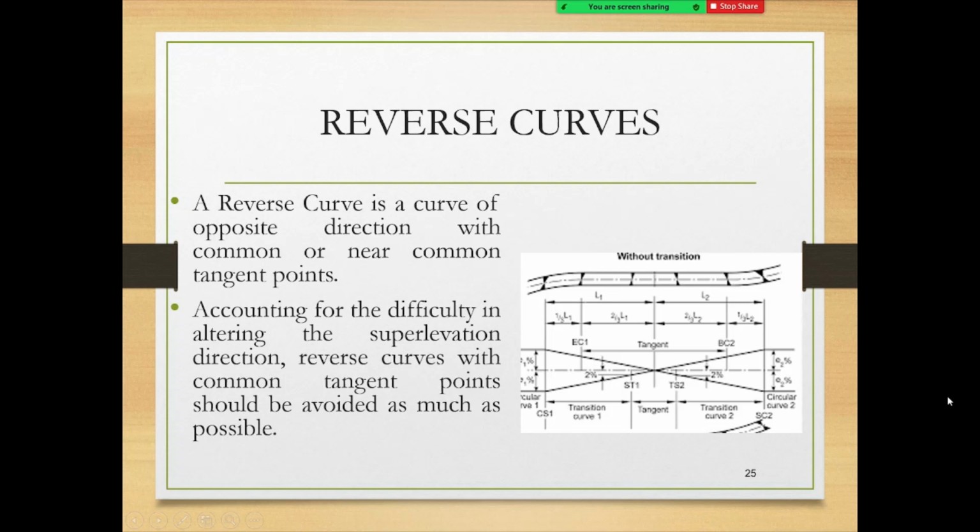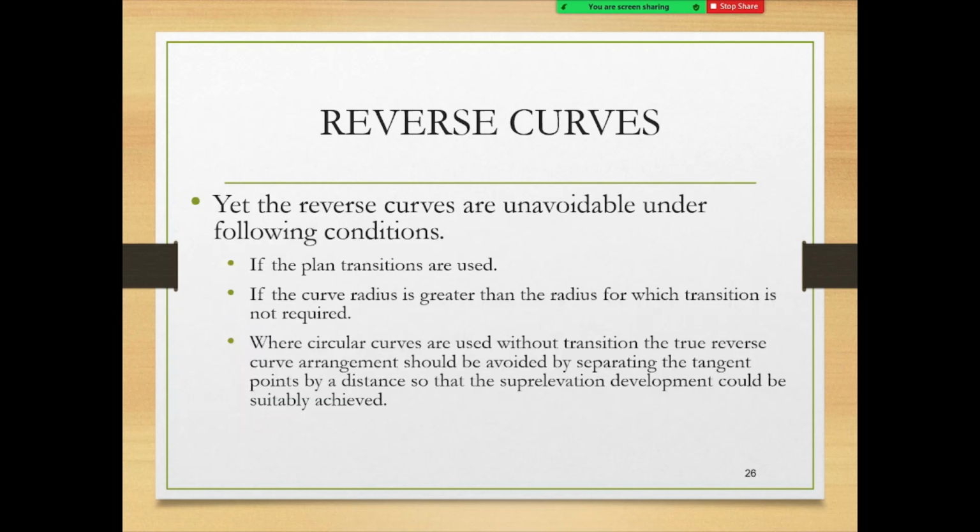So, accounting for the difficulty in altering the super elevation direction, reverse curves with a common tangent point should be avoided as much as possible. But even though they say so, please remember, in Sri Lankan rehabilitation projects we have a free hand in using reverse curves. Why? Because we can't change the alignment very much, although we try to bring them into the design standards. So we bring them into the design standards, but you can't change a lot.